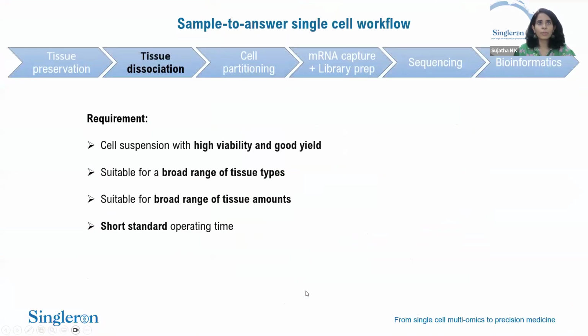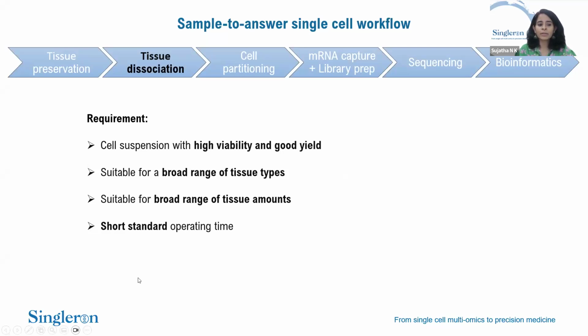So once you've found a way to store it and transport it for your experiment, if you're working with the tissue, another very important step is tissue dissociation. So here you want to get your tissue to a single cell suspension. So what are the main requirements to keep in mind? First is your single cell suspension should have high viability and good yield. You also want a method that can work on a broad range of tissue types, because your project might have different tissues and you don't want to be optimizing each one every time.